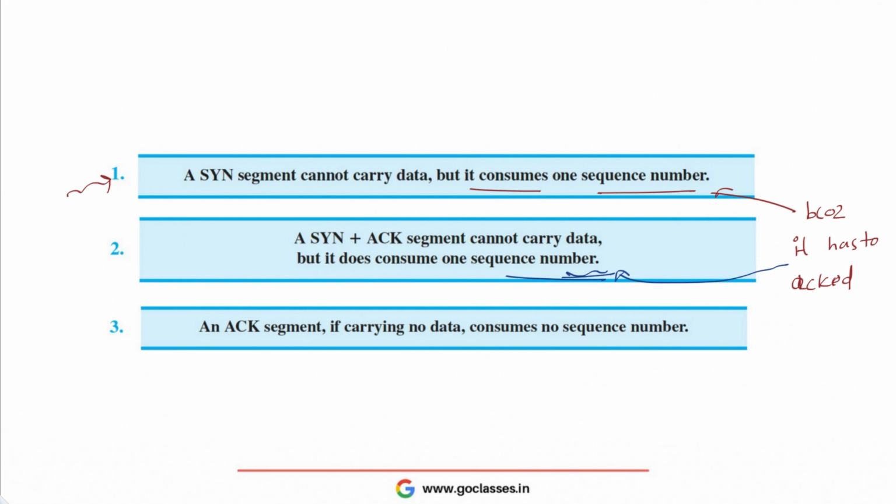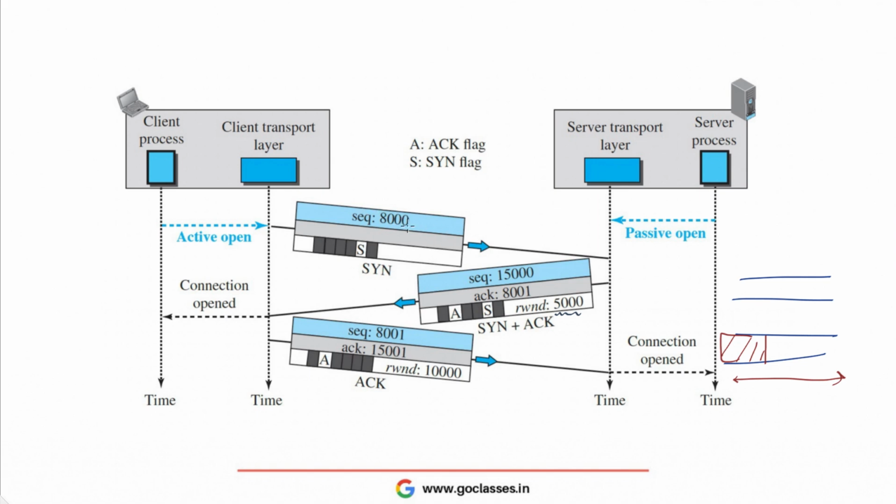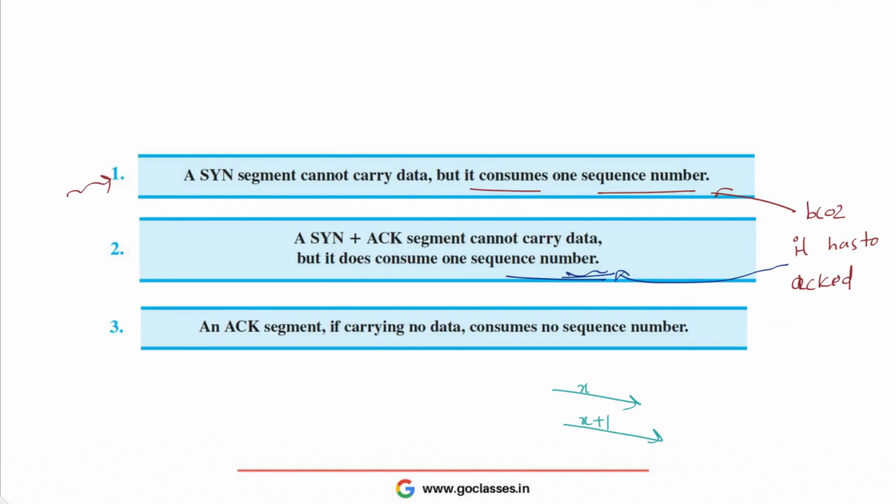And what I mean by consuming a sequence number is that if I am saying the sequence number is X, now I cannot again use the sequence number X, which means now I will be using the sequence number X plus 1 if I am consuming only one sequence number. See here, if I'm saying the sequence number is 8000, and since this 8000 has been consumed, that's why in the next packet the sequence number is 8001. This is what I meant by saying that this packet is consuming one sequence number. So I hope these 3 points are clear.